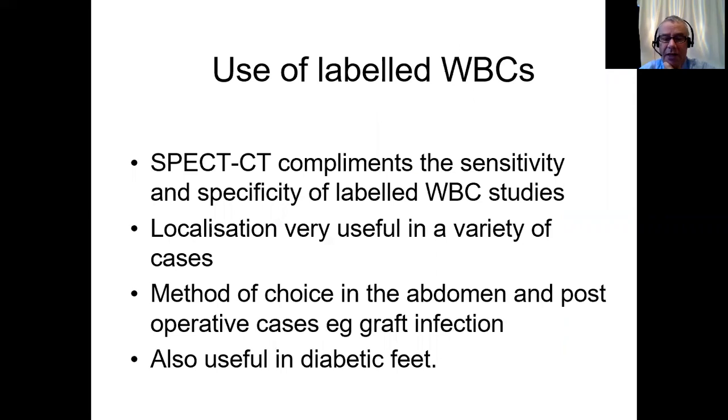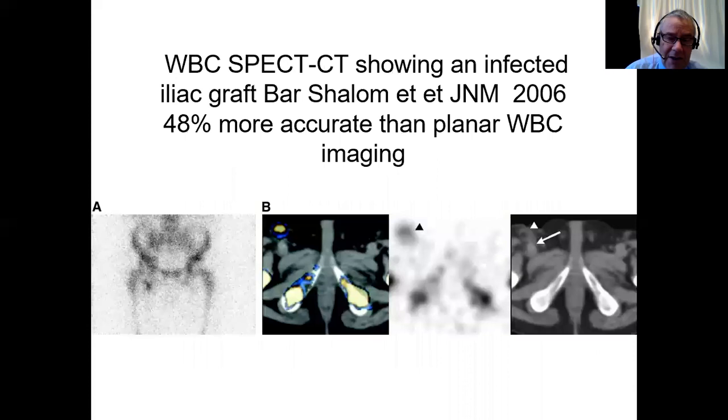What about labeled white cells? Well, again, SPECT-CT works very well with this. And for those of us who have access to labeled white cells, we find them very useful. And particularly, it's a method of choice in abdomen and postoperative cases with SPECT-CT, because we can see any uptake in the bowel and any uptake outside the bowel. And we particularly used it for things like vascular graft infections. And other people, but not myself, have used it in diabetic feet.